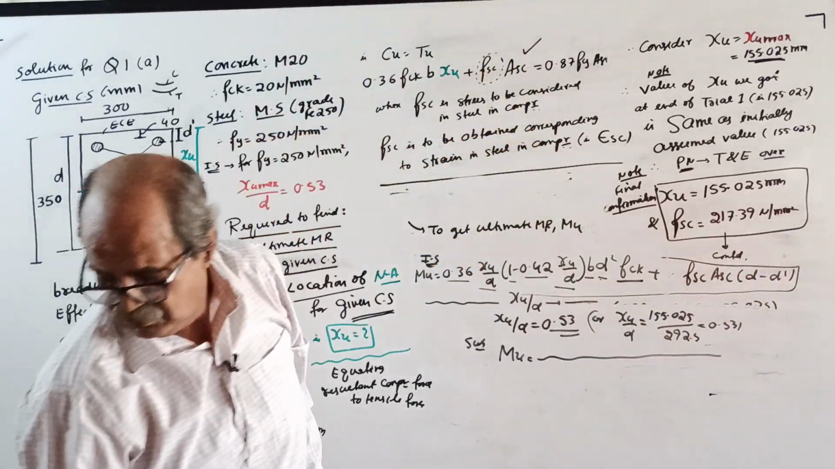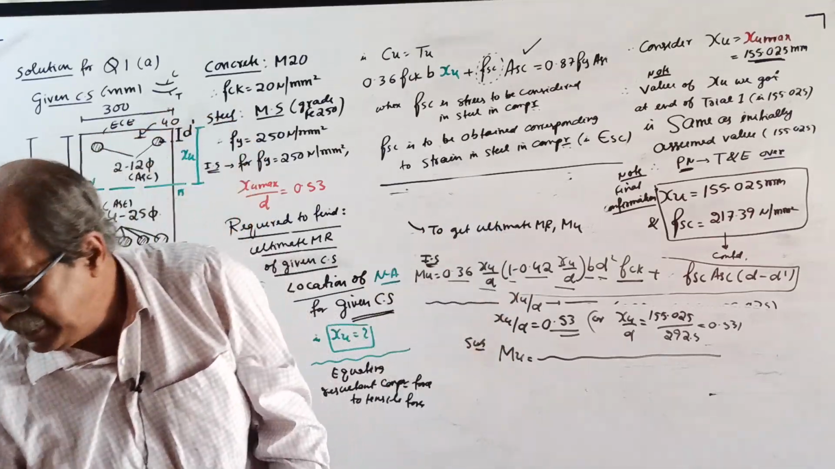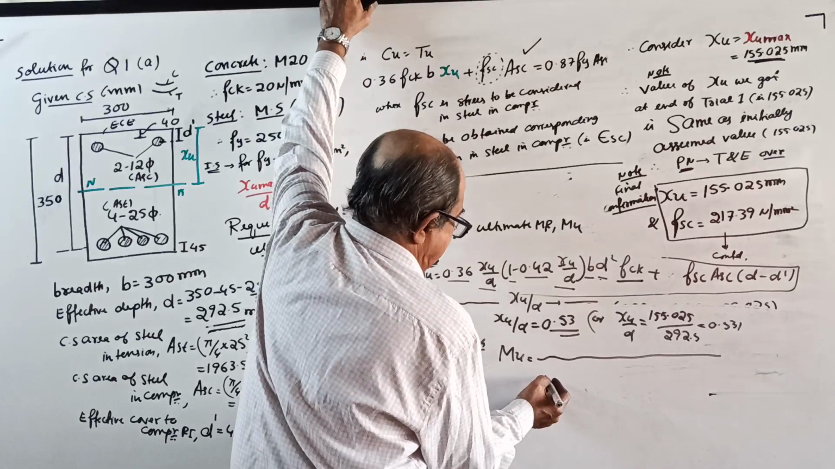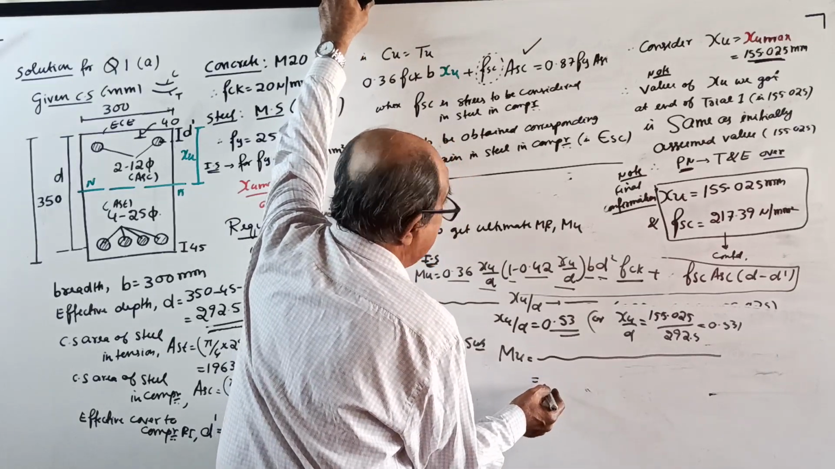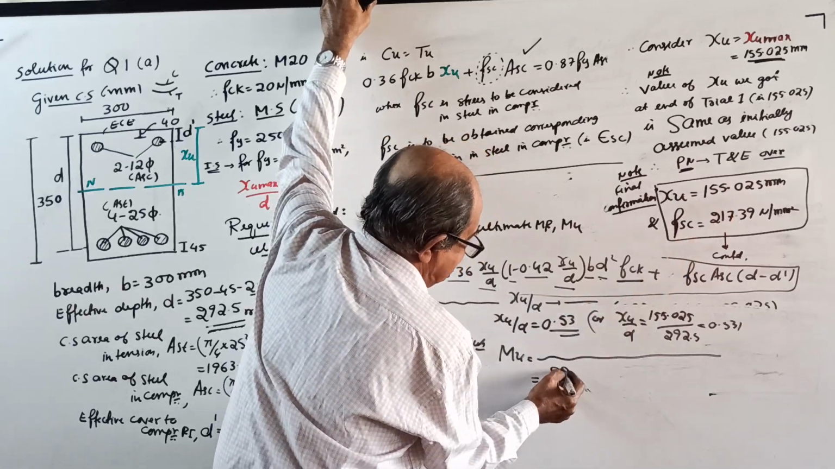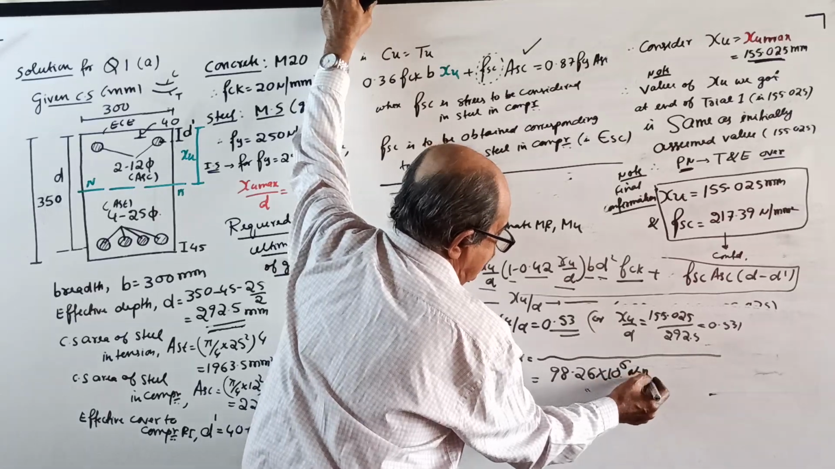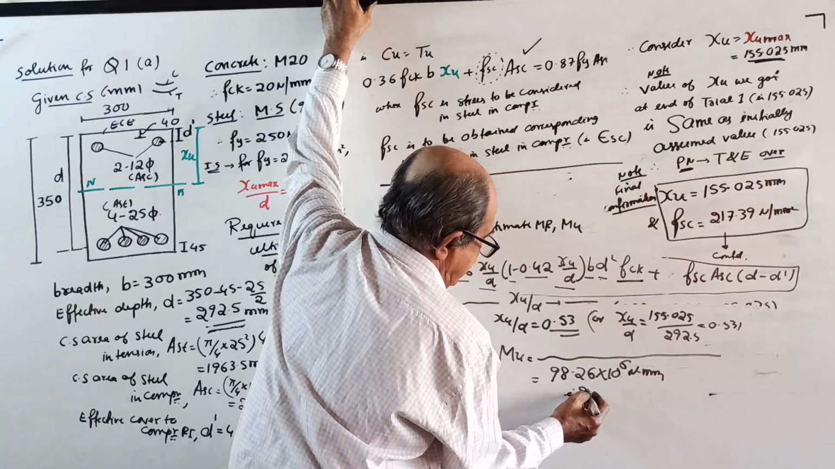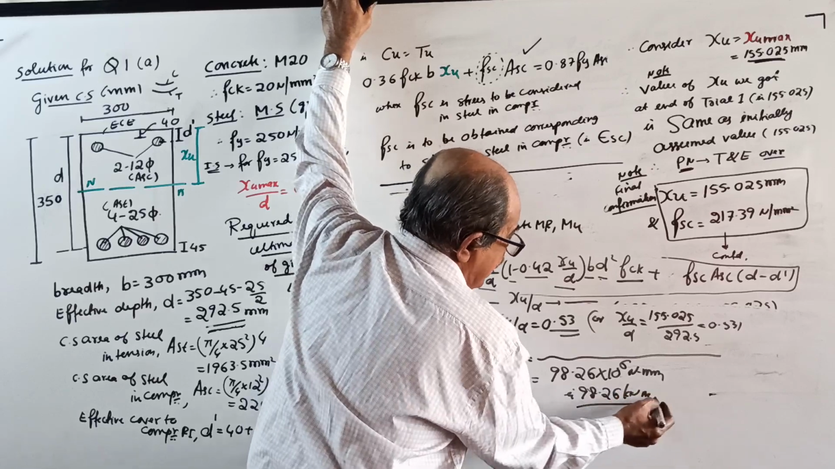I will calculate now. See, I will calculate this way. Why calculate? If it is not coming the same, then what I am telling in the class concept is wrong. Where is the answer? I rubbed the answer. I know the answer: 98.26 10 to the power 6 Newton millimeter. That is 98.26 kilonewton meter.